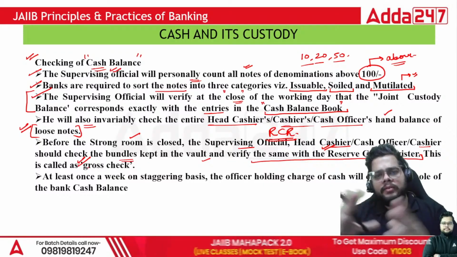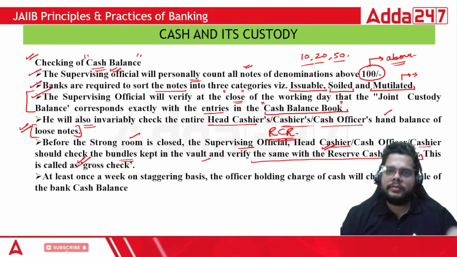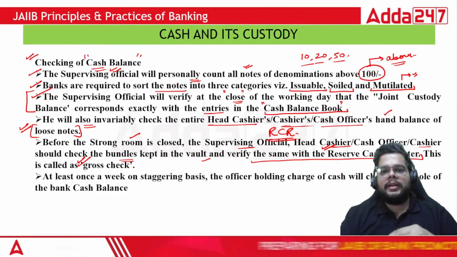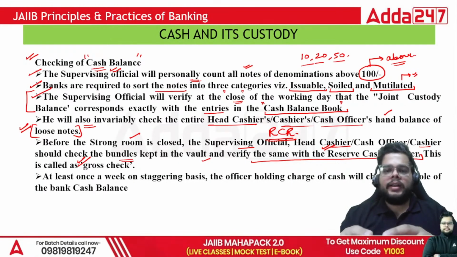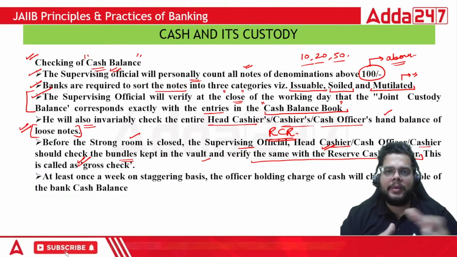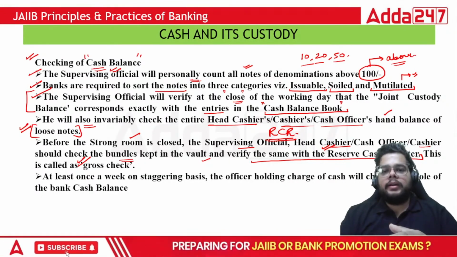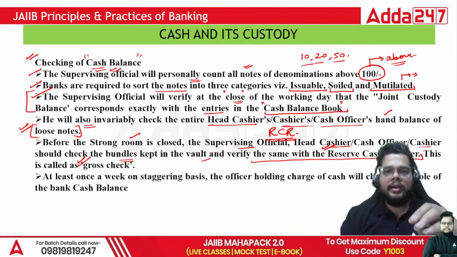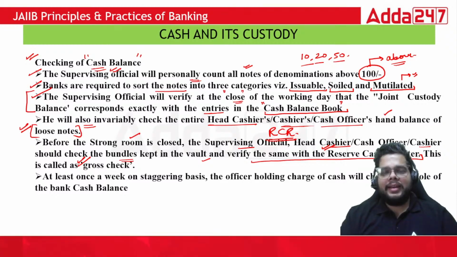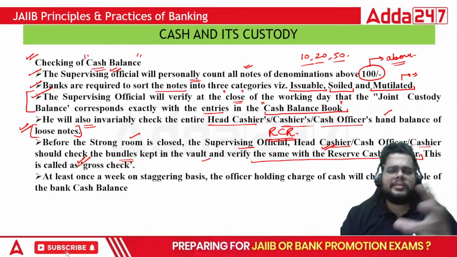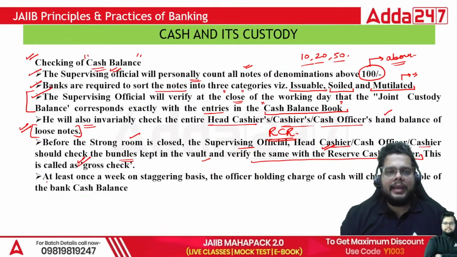So you are just verifying whether the bundles which were there earlier are still there or not, or for that matter, in a particular scenario where your cashier was absent or was on leave the previous day, whether the cash which was present in the vault the day before yesterday is there today or not. All these small things you will be tallying again.